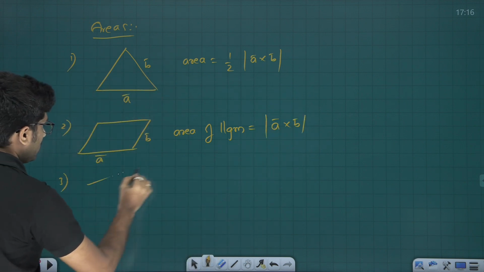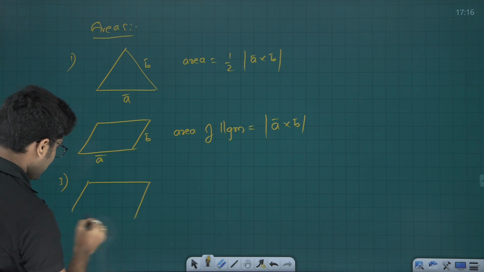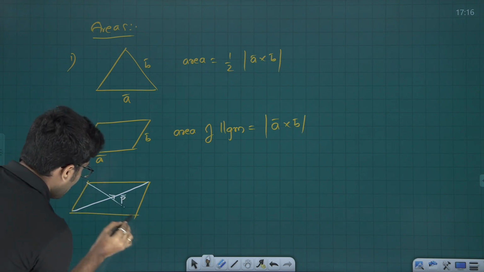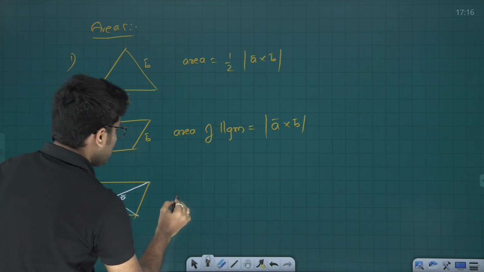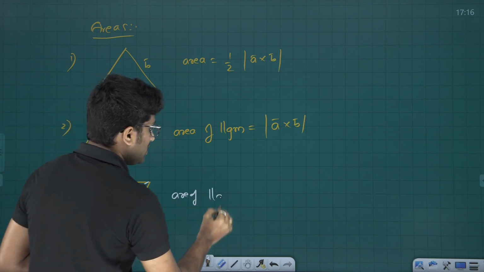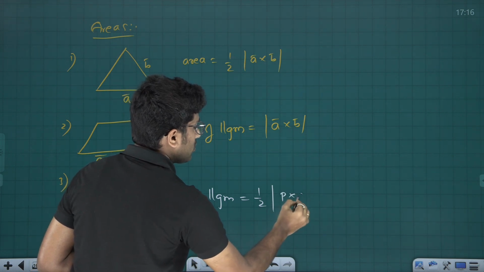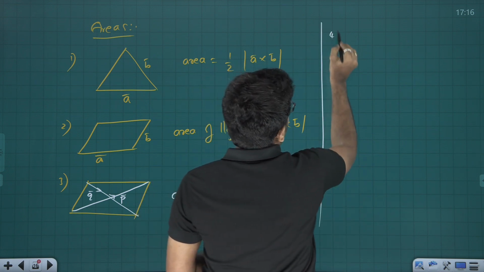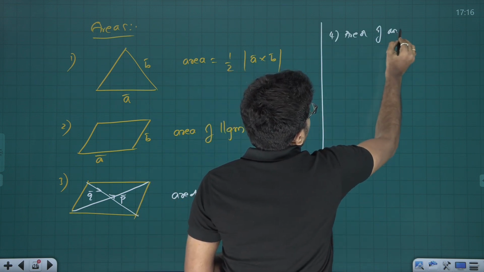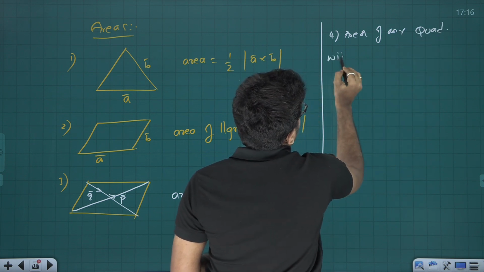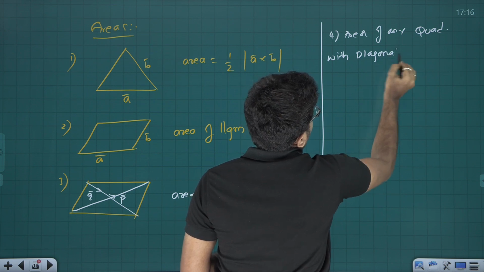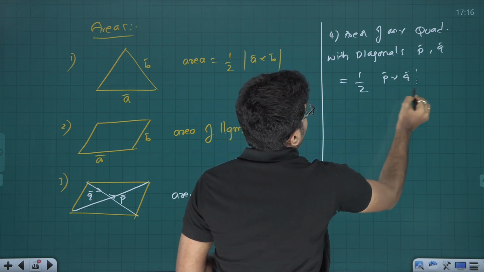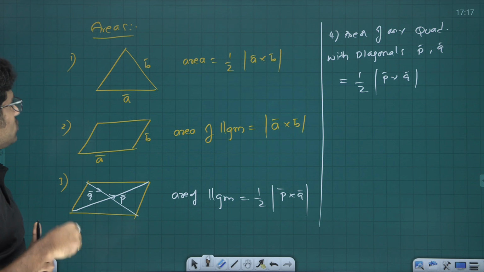If for the same parallelogram, instead of sides, they give you diagonals, friends, let's say P bar and Q bar are the diagonals of the parallelogram, then the area of the parallelogram with diagonals will be half times mod of P bar cross Q bar. And not only a parallelogram, the area of any quadrilateral with diagonals P bar, Q bar given is equal to half times mod of P bar cross Q bar. So these are the different applications.